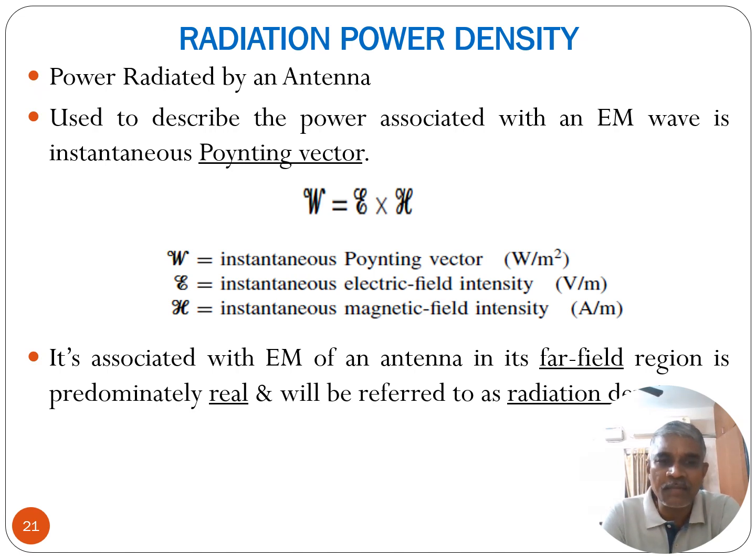So we mainly calculate the radiation power density in the far field regions, and there the radiation power density is predominantly real. Why are we taking the predominantly real part? Because then we can avoid the reactive power. The continuation we will see in the next class.